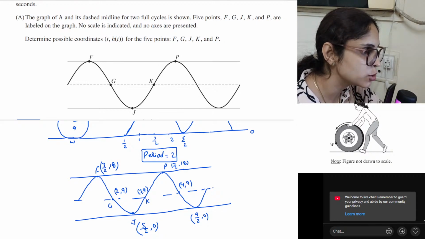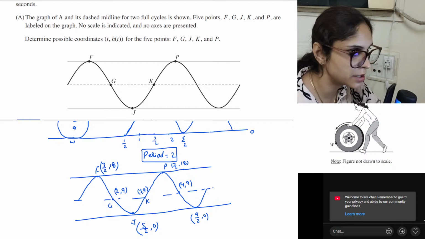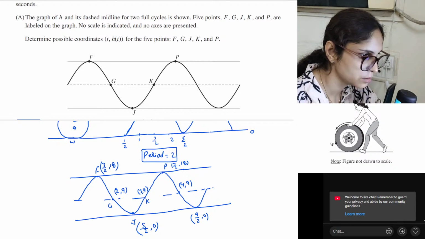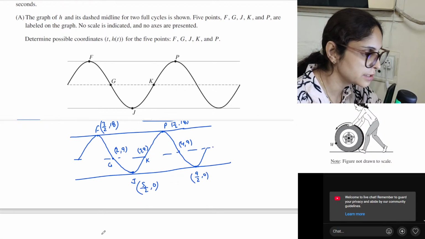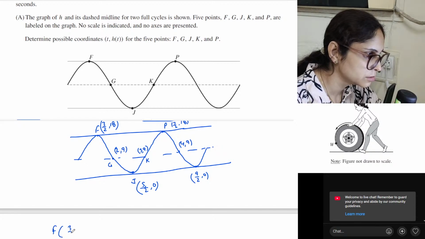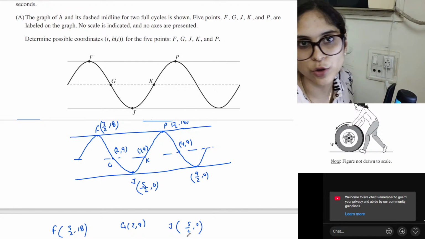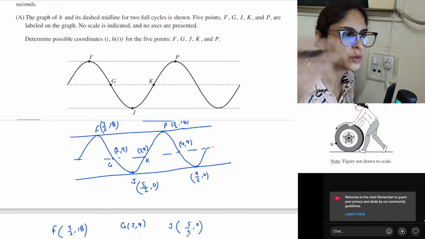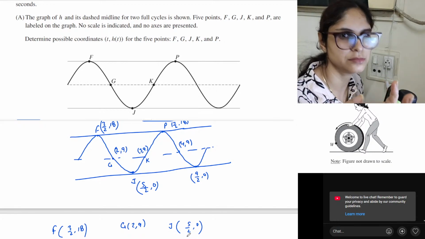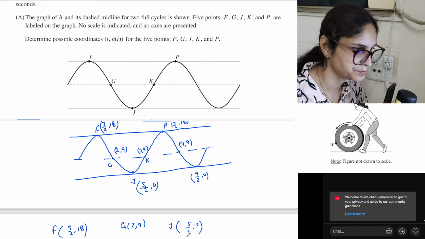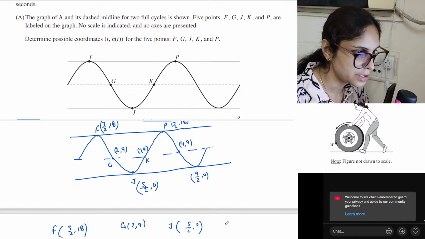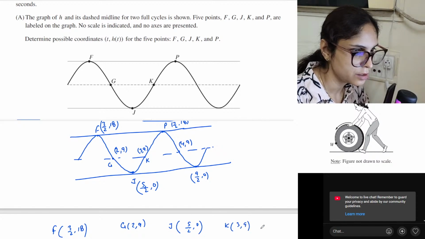Determine possible coordinates (t, h of t) for the 5 points F, G, J, K, and P. So from here, I can say that F is 3/2, 18. G is 2, 9. J is 5/2, 0, because either it is going to be 1/2 or it is going to be 5/2. You can go further also, but 1/2 doesn't make any sense because negative time does not make any sense. And then K is going to be 3, 9, and P is going to be 7/2, 18.